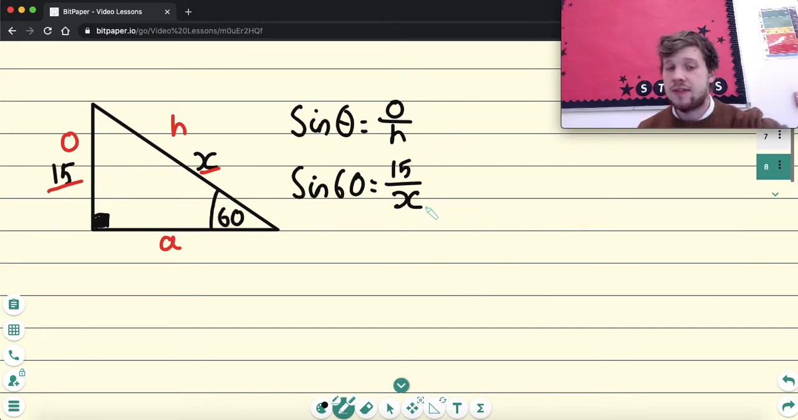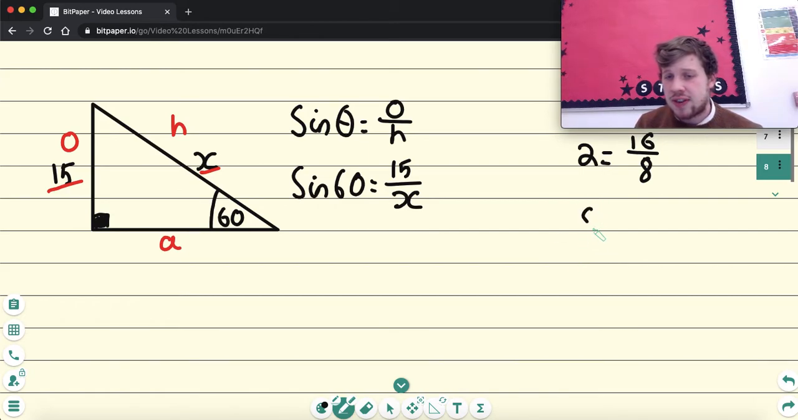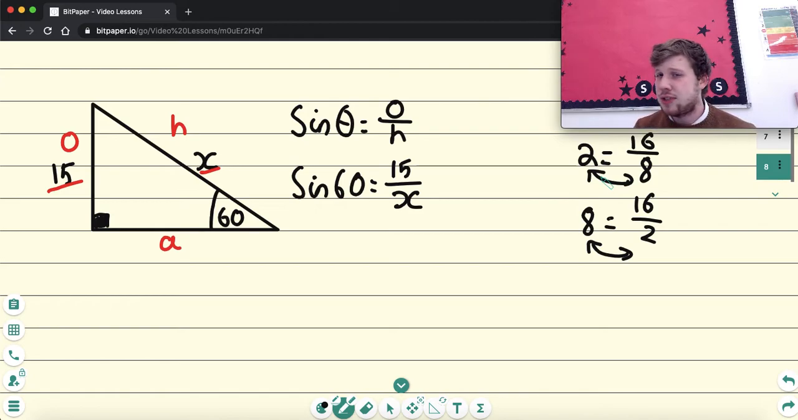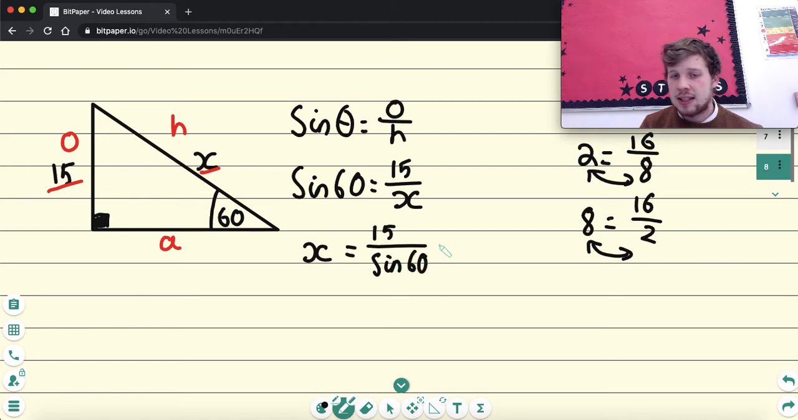Looking at this, what I showed us in lesson was looking at a similar example. I think I said if 2 is equal to 16 divided by 8, then we could look at our division laws to notice that 8 is 16 divided by 2. I can swap these two values around and it would still be equivalent. This is really important because for this example now, if I swap my x and my sine 60 around, I end up with x equals 15 divided by sine 60.